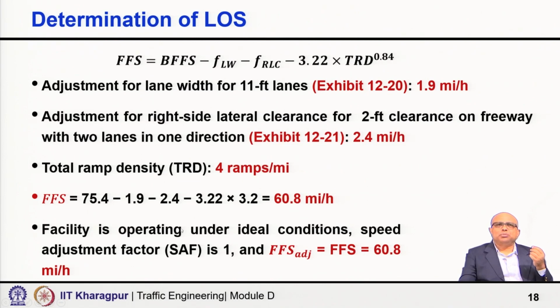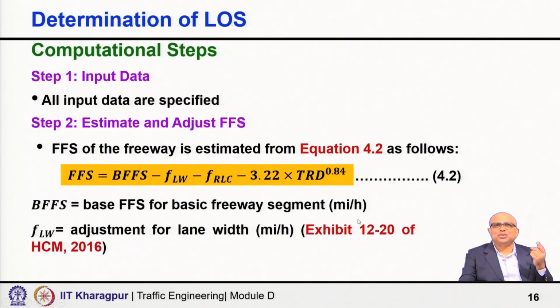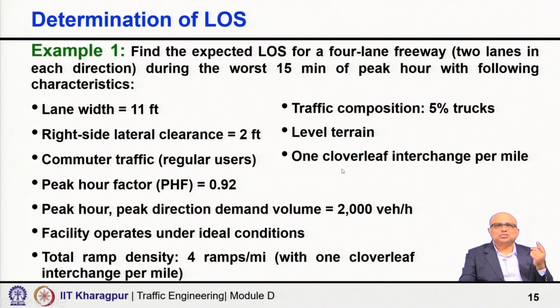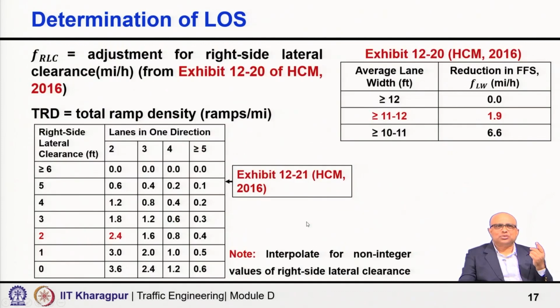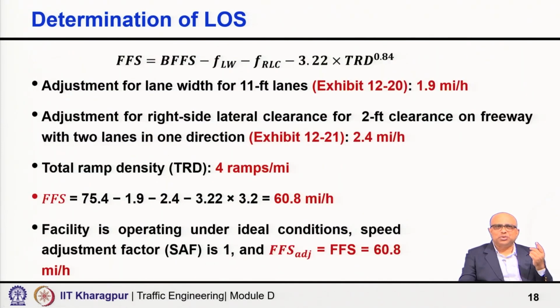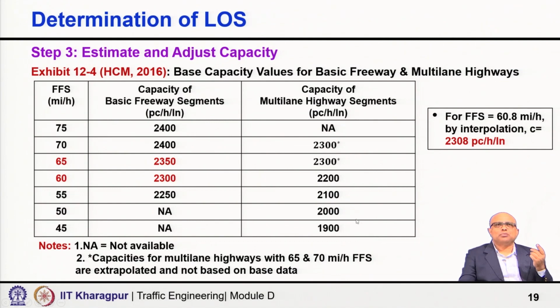Now, the facility is operating under ideal condition, that is what has been told earlier also. So, facility operates under ideal condition. So, no further local adjustment is necessary. So, the adjusted FFS is also same as FFS, that is 60.8 mile per hour.